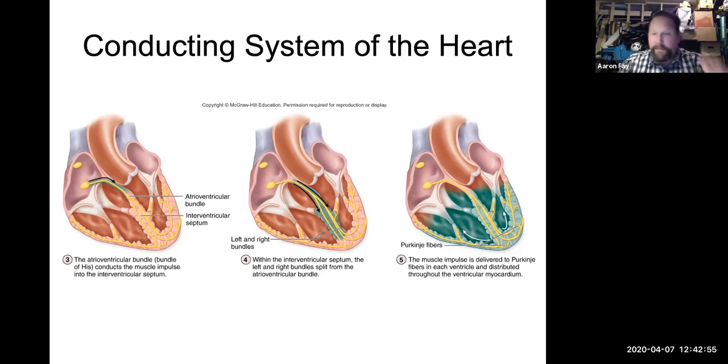So the heart is going to beat from the top down, bottom up. That way blood goes through the atria into the ventricle, and when the ventricle contracts, it ejects blood out the ventricle into the arteries of the heart, either the pulmonary trunk or the aorta, depending on which side of the heart you're talking about.